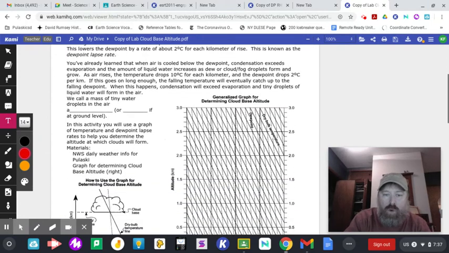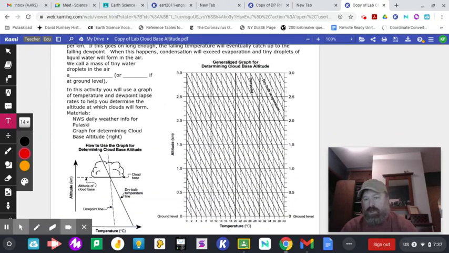What I got for you here is figuring out cloud base altitude. Now, this is like the next step when it comes to relative humidity and dew point problems. I'm actually not going to have everybody do this. This is for folks that really nailed all that relative humidity stuff, that are doing great in class, which I really appreciate. So don't overstress this assignment.